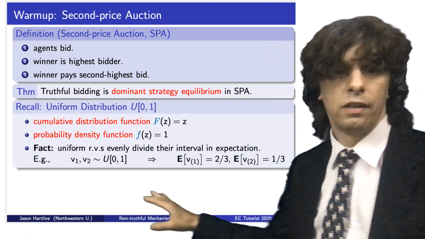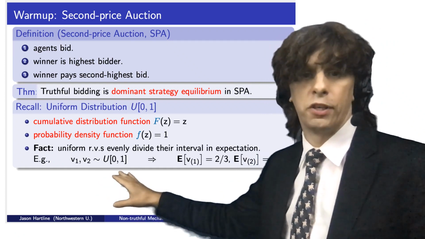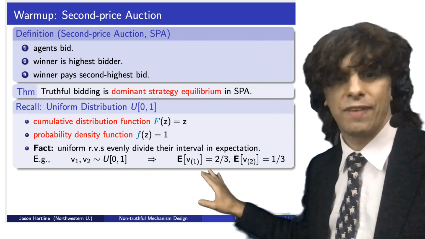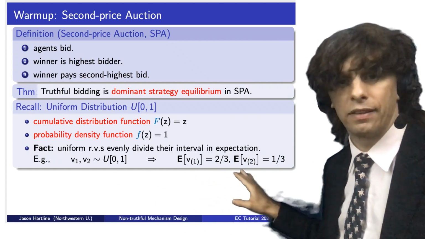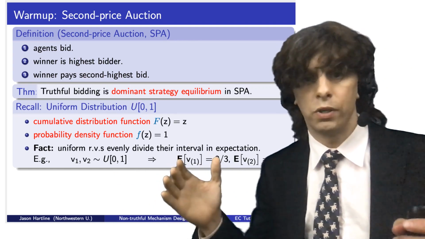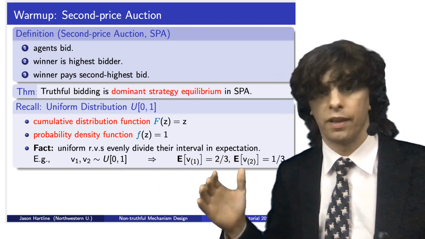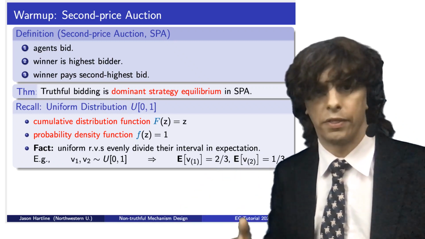Okay, so in particular, if I were to draw v1 and v2 uniformly from [0, 1], then the expected highest value is going to be 2/3, and the expected lower value is going to be 1/3. In other words, these two uniform random variables evenly divide the [0, 1] interval, and so one of them is at 2/3 and the other one's at 1/3.